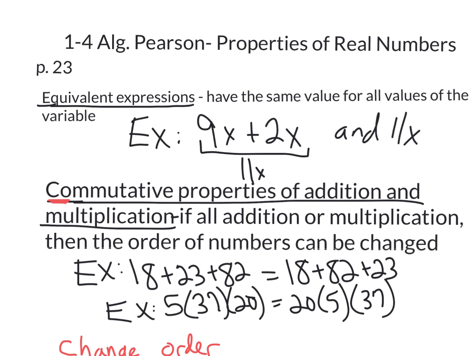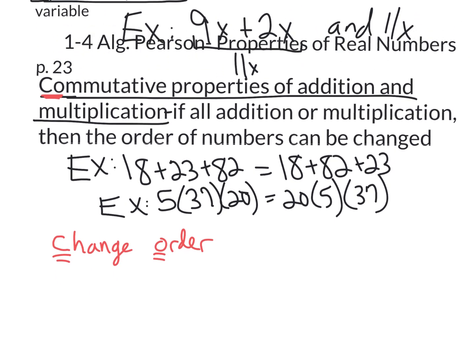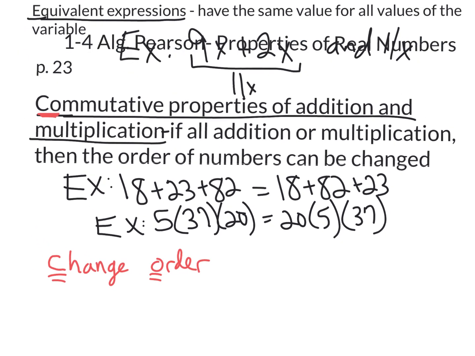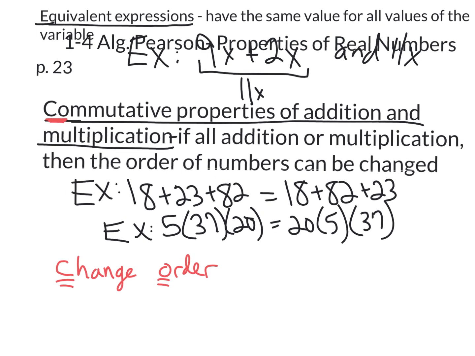A lot of what we're going to be focusing on in this section is going to deal with properties. So commutative property. Commutative property works for addition and multiplication. And it says that if we have all addition or all multiplication, then the order of the numbers can be changed. So for addition, in the book it says 18 plus 54 equals 54 plus 18. That's great, but that doesn't really convince me that I need to know this. So I'm trying to give you more convincing arguments here.